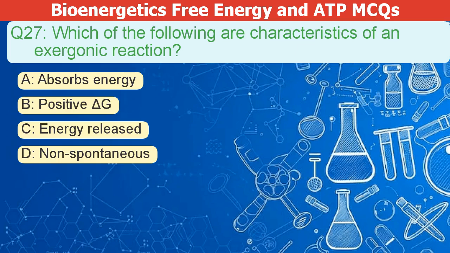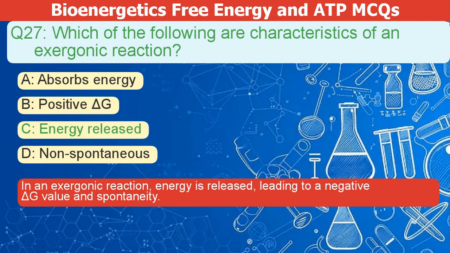Which of the following are characteristics of an exergonic reaction? A. Absorbs energy. B. Positive delta G. C. Energy released. D. Non-spontaneous. The correct answer is C. In an exergonic reaction, energy is released, leading to a negative delta G value in spontaneity.